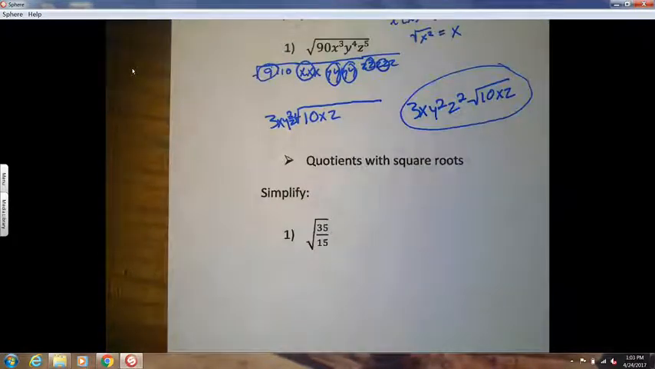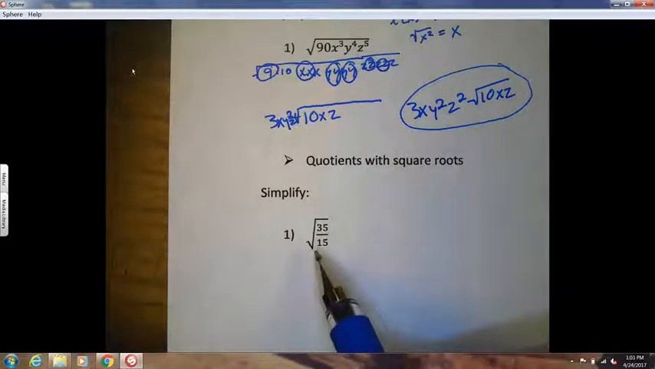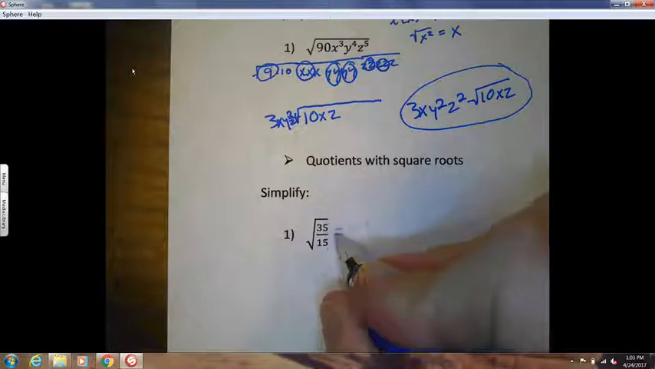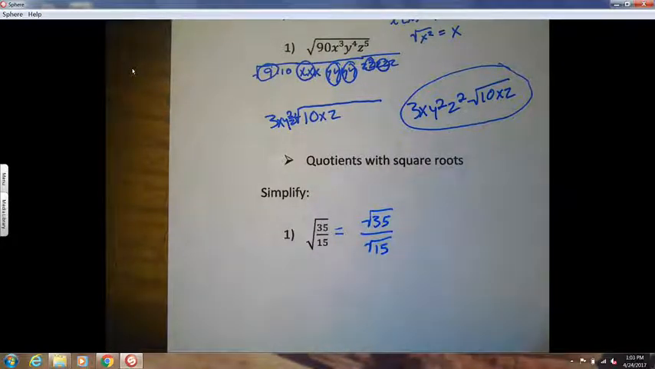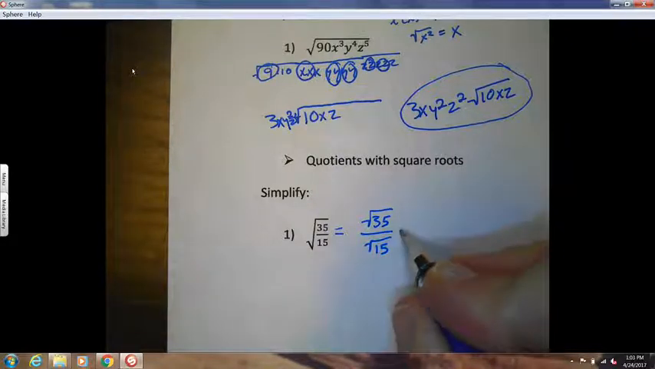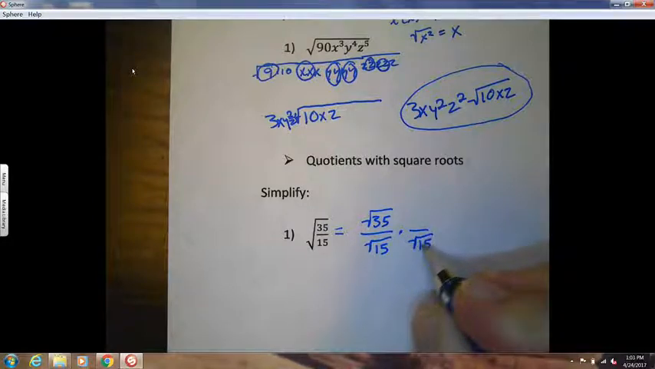Alright, now we're talking about quotients with square roots. And of course, a quotient is a division problem, and so we have division here. So I'm going to change this to the square root of 35 over the square root of 15. You don't want to have any radicals in the denominator, so to take care of that, I multiply by square root of 15 over square root of 15.